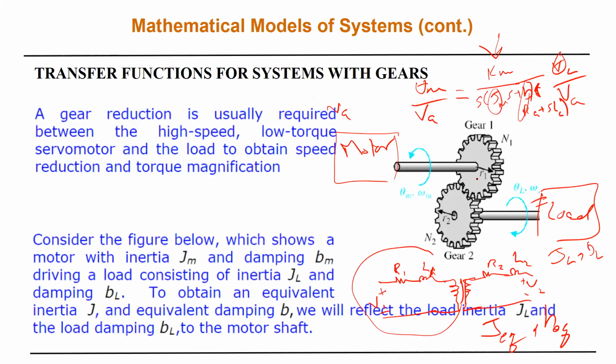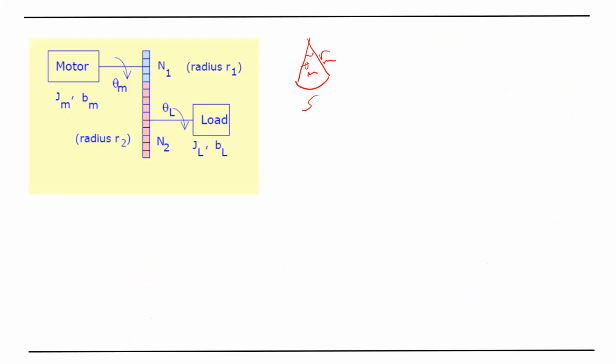Suppose this is R1, and this is R2. R1 is the radius of gear number 1, the motor side, and R2 is the radius of gear number 2. Suppose I rotate in this direction, through an angular position theta m, and suppose theta is very small.